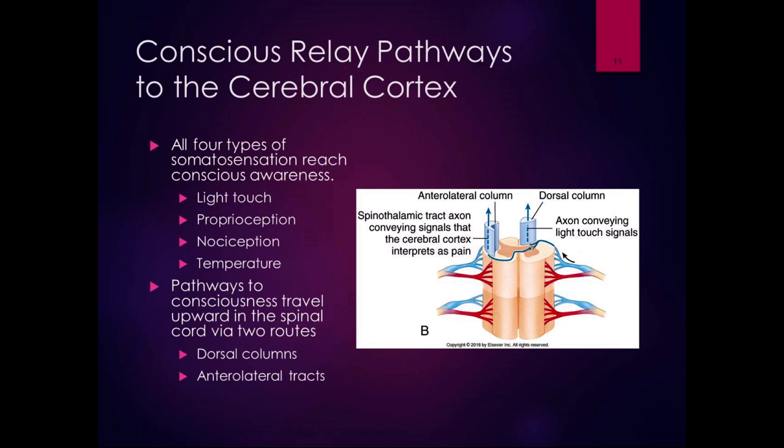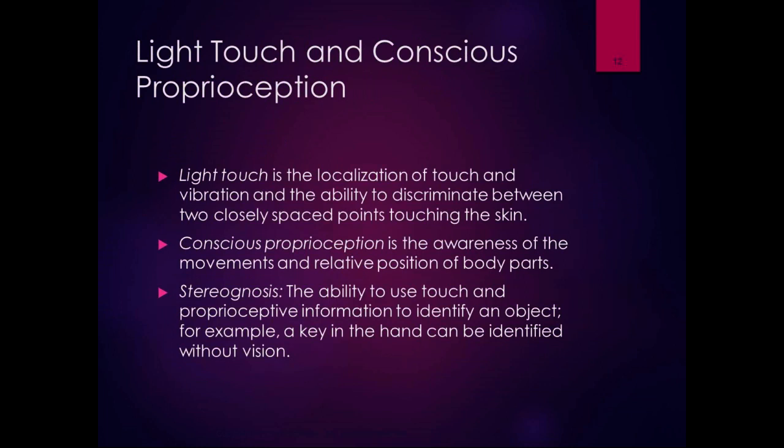So you can almost think about those A beta fibers. Their information is going to end up in the dorsal column on its way to the brain. The second order neuron is going to be in the dorsal column. The A delta fibers, that fast pain, their information is going to travel up the second order neuron in the anterolateral column. Okay? So light touch is the localization of touch and vibration and the ability to discriminate between 2 closely spaced points touching the skin.